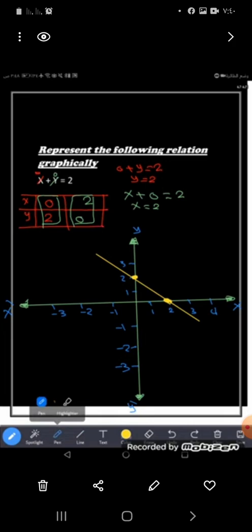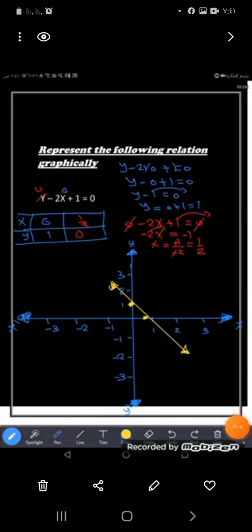I put point 2 on the y axis. Then the other point is 2 and 0. As I said, then I can draw a line between the 2 points. I get this drawing.